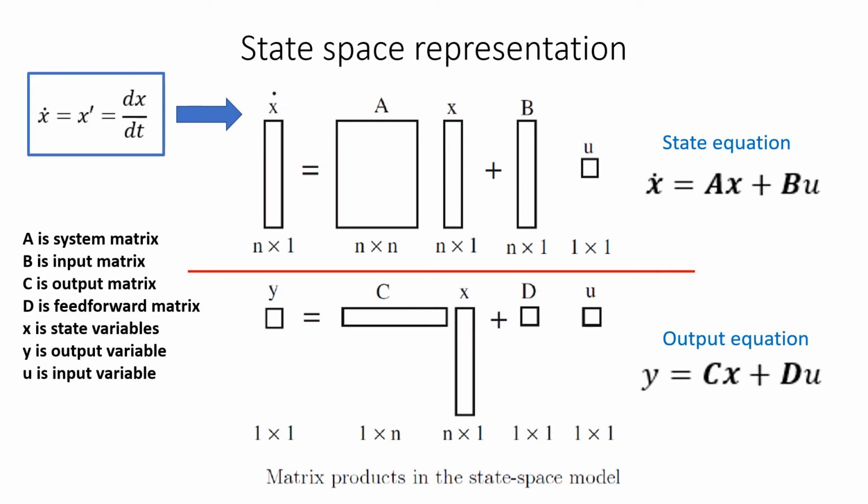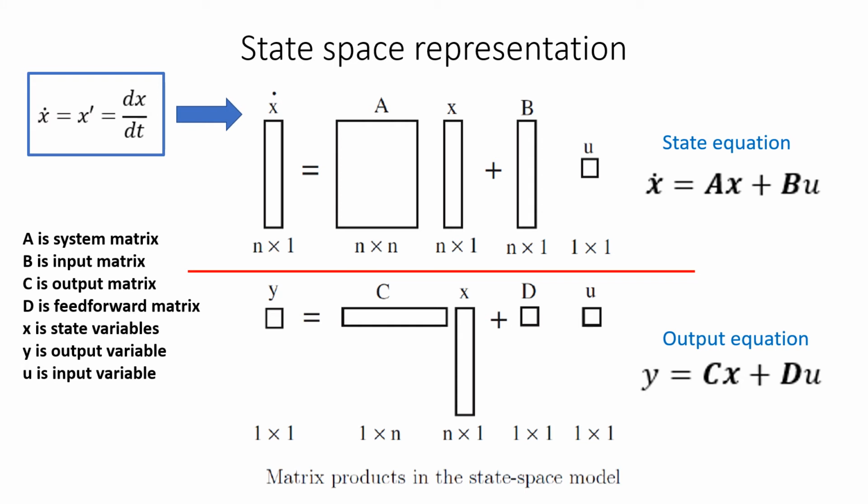X is state vector, which consists of state variables. The dimension is n by 1. For a third order system, state vector will have 3 elements, x1, x2, and x3. For a single input, single output system, input variable dimension is 1 by 1.